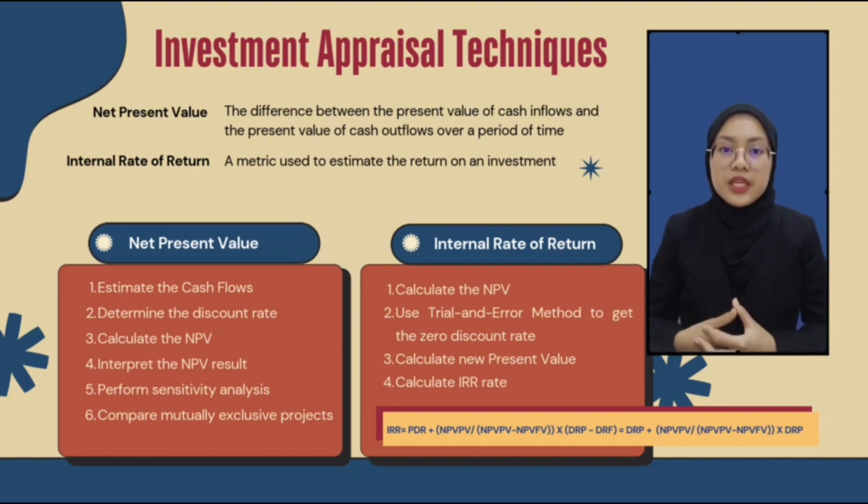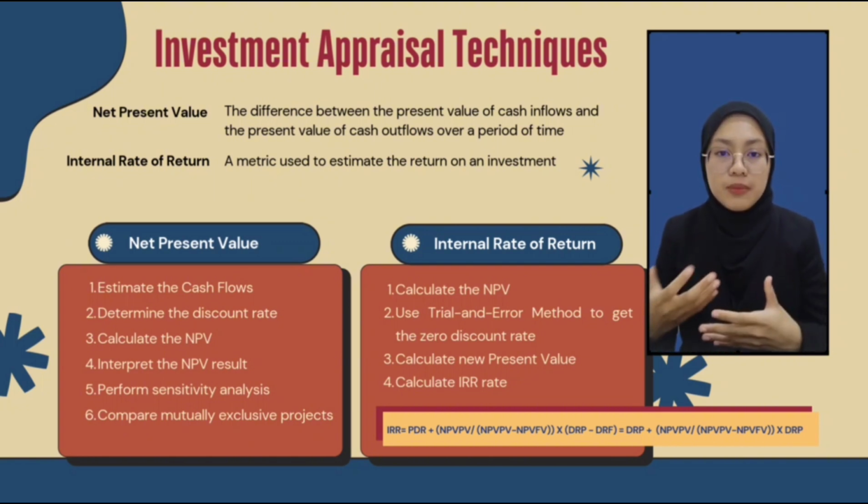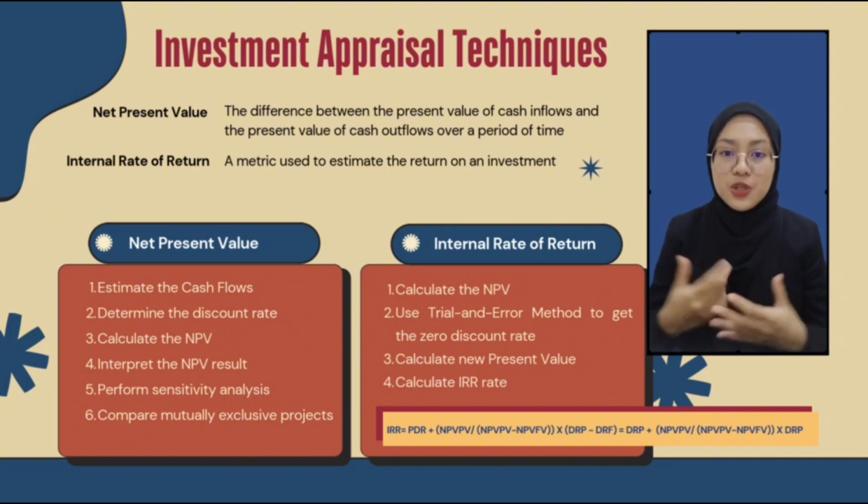To conclude, if the main goal is maximizing wealth, NPV is the best technique because it shows the actual monetary value added. But if you want to know project efficiency or profitability in relative terms, IRR is the best choice.